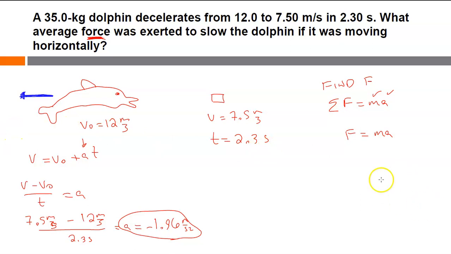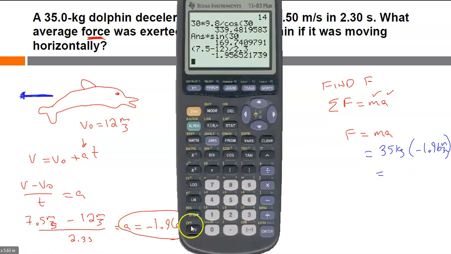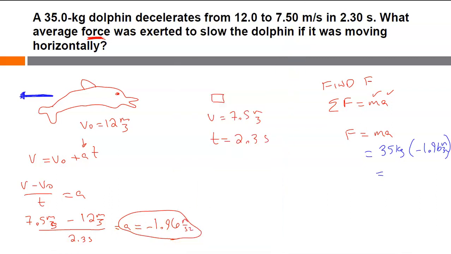And when I put the numbers in, I've got a 35 kilogram dolphin that's decelerating 1.96 meters per second squared. You can see that's going to be a negative force. That's why it points to the left. Negative 68.5 newtons. Right there. Okay? I do have the force, and the negative says to the left, and a leftward force is not going to make him speed up. It's going to make him slow down. It's in the opposite direction.